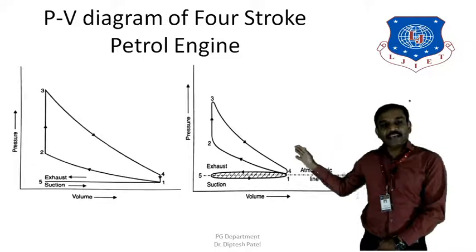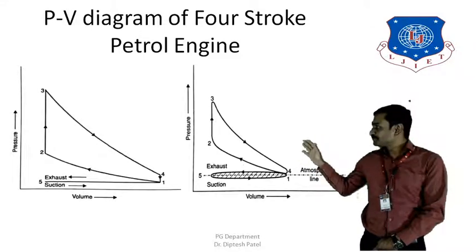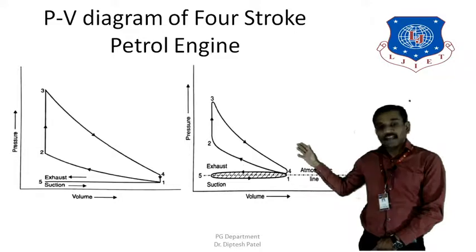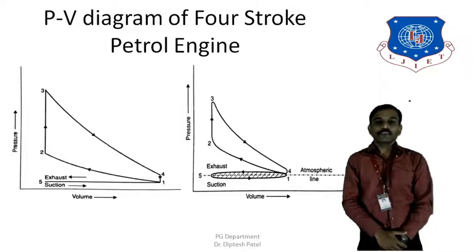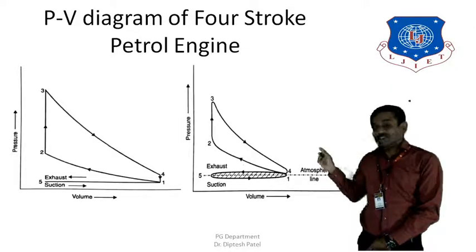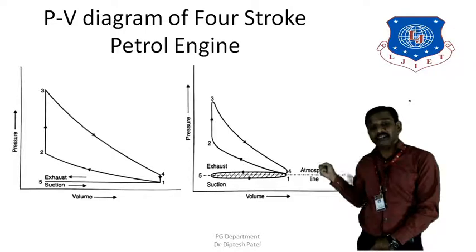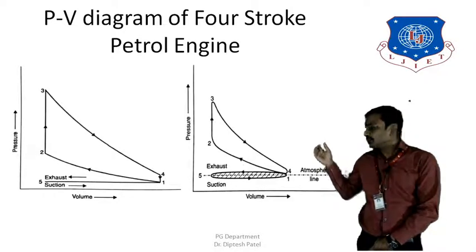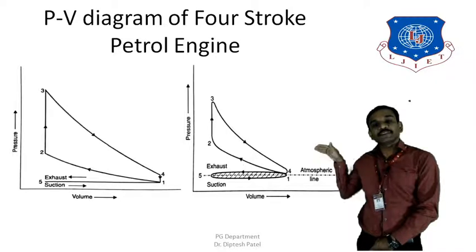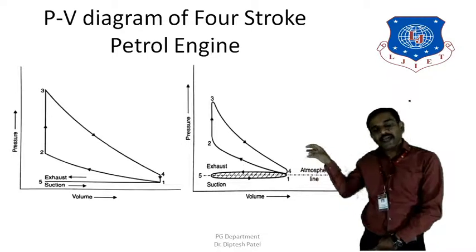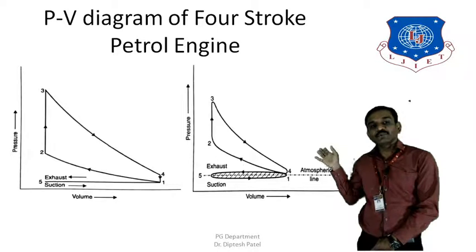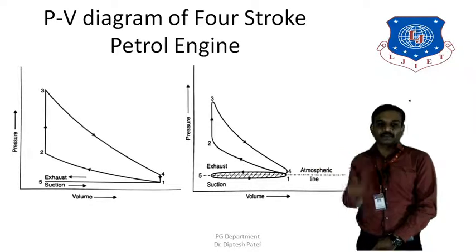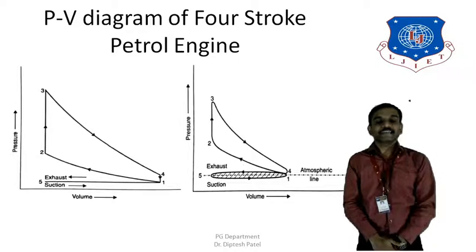Now you can see the PV diagram of the 4-stroke petrol engine. On the left side you can see the ideal PV diagram, and on the right hand side you can see the actual PV diagram. Initially at stage 1 the suction starts. The suction pressure is always below atmospheric pressure. Due to the suction stroke, the fresh air and fuel mixture enters the cylinder, and then the 1 to 2 process represents the compression stroke, which is also known as isentropic compression.